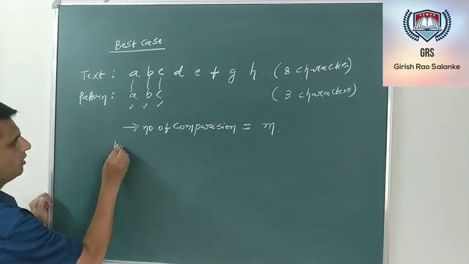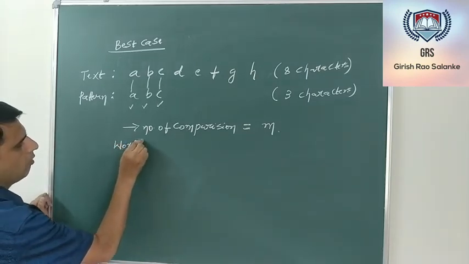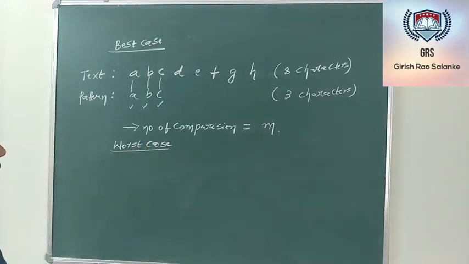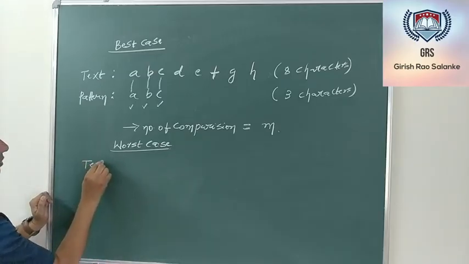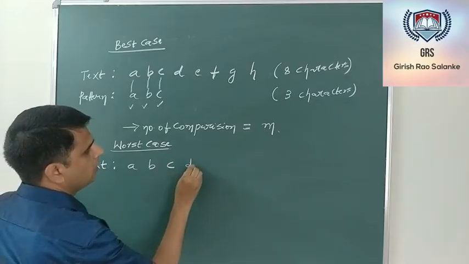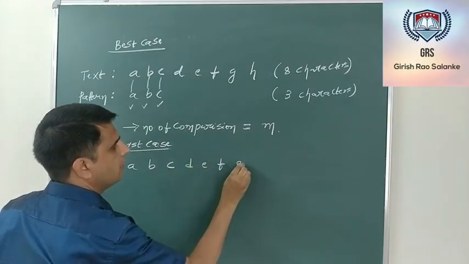Now let me take one more example to understand what exactly the worst case scenario of the naive string matching algorithm is. So let me have my text as A, B, C, D, E, F, G, H.